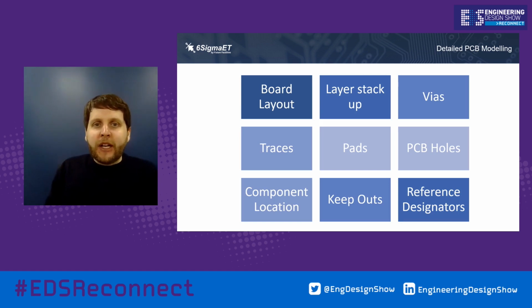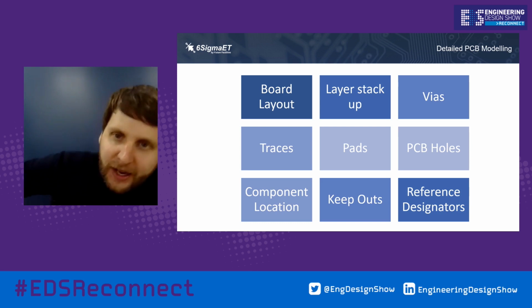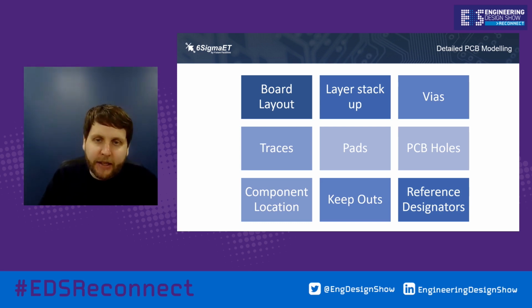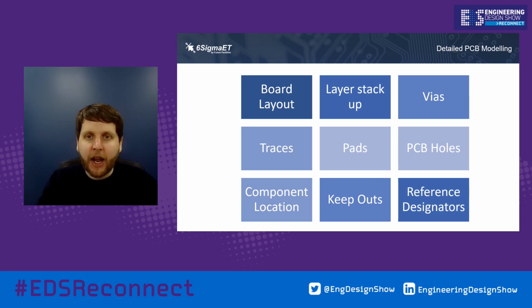So with the PCB modeling, we can import the board layout, the layer stack up, wires, traces, pads, PCB holes, reference designators, keep outs, and component location. These things are all really important to make sure we get the correct thermal data in and model everything that's important to make sure we correctly predict the temperature of the components.